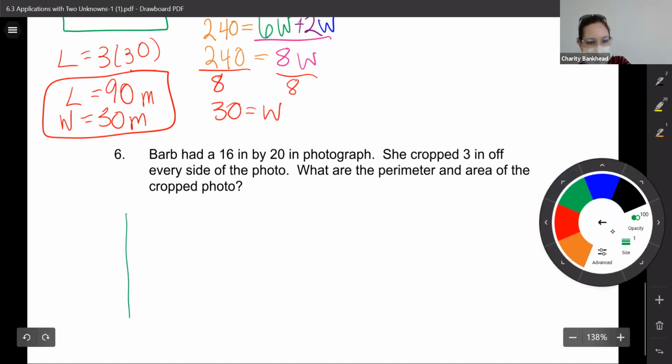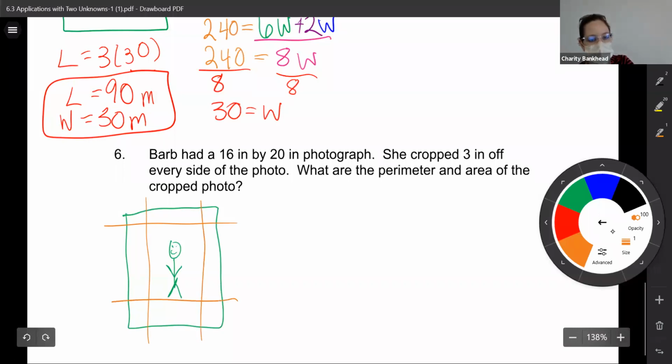All right, so there's the photo, and then cropping it. So it was 16 by 20. So what are the new dimensions of the cropped photo?